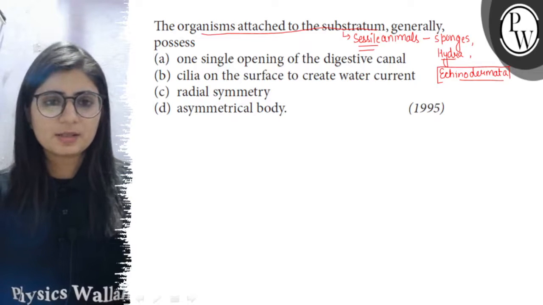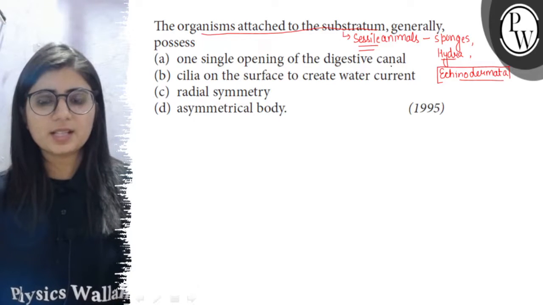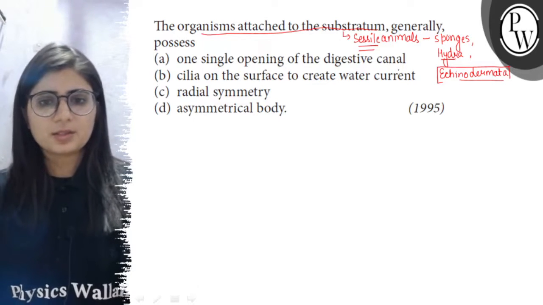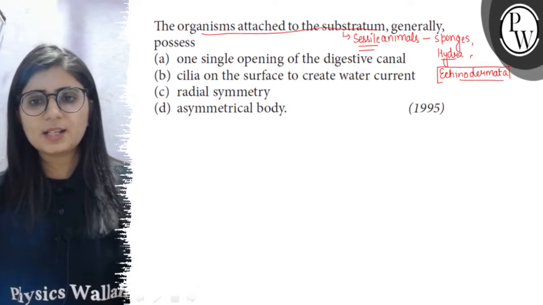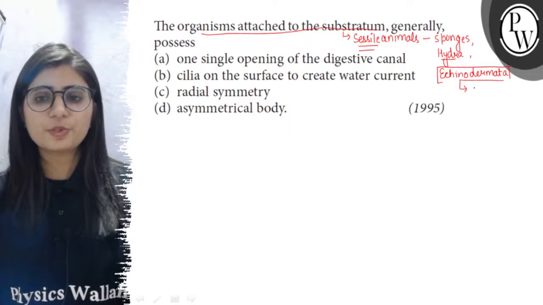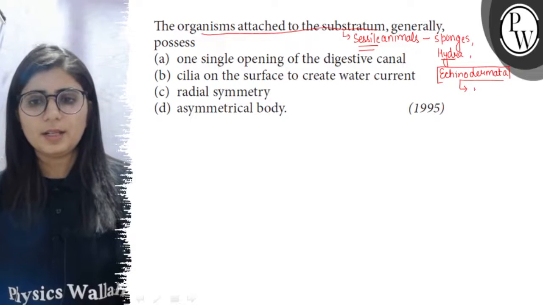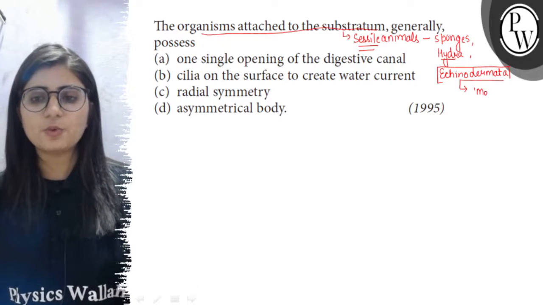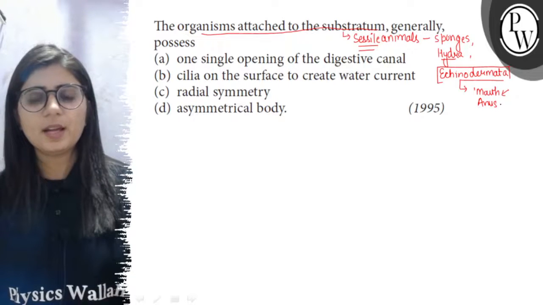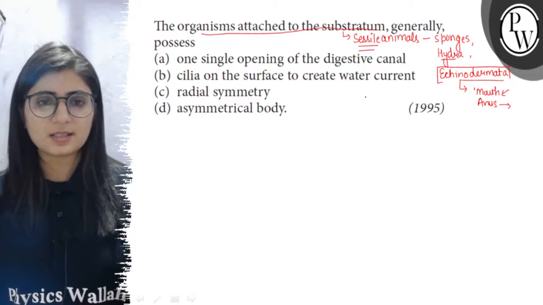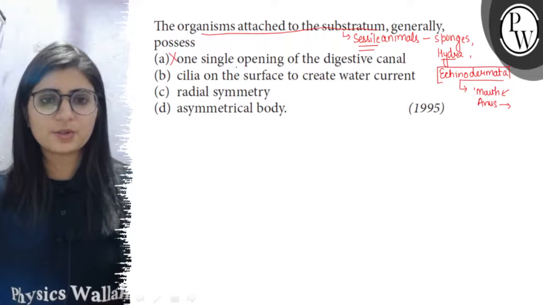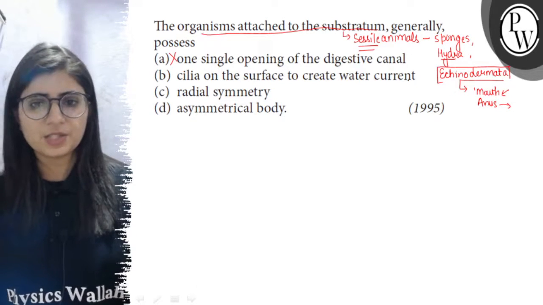Now, they possess one single opening to the digestive canal. So this is not true, because as we see in case of echinoderms, there are two separate openings for egestion and ingestion, means mouth and anus. Mouth for taking in the food and anus for removing the undigested food. So this is wrong, because not all sessile animals have this feature.